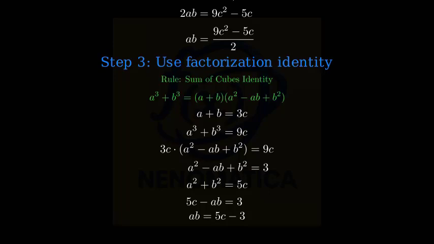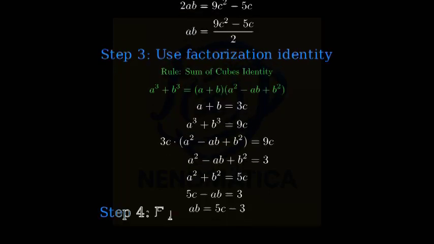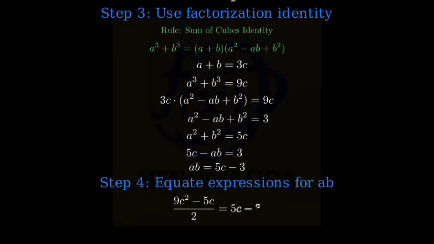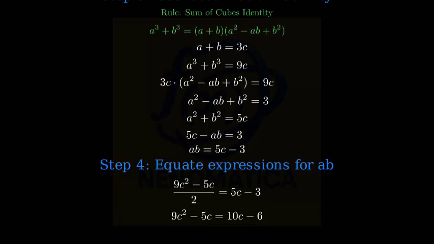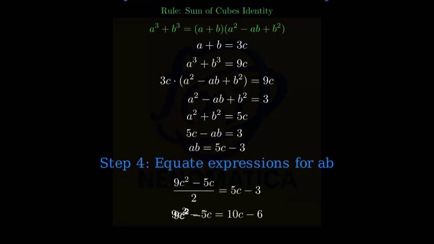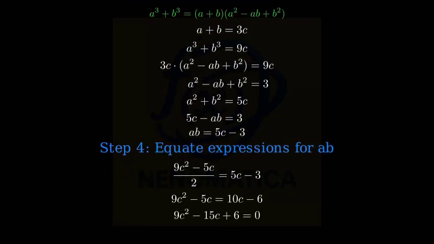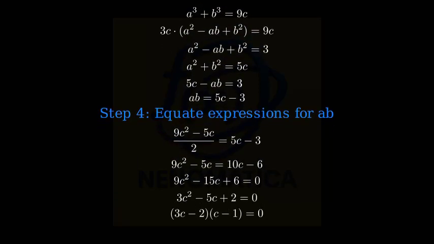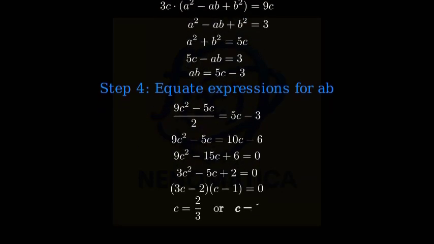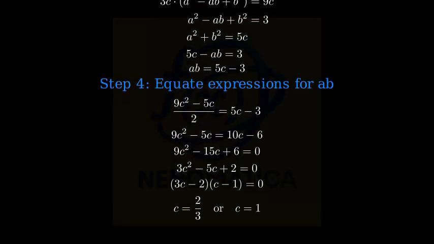Now, we have two different expressions for ab. We can set them equal to each other. 9c squared minus 5c over 2 equals 5c minus 3. Multiply both sides by 2. 9c squared minus 5c equals 10c minus 6. Rearranging, 9c squared minus 15c plus 6 equals 0. Dividing by 3, 3c squared minus 5c plus 2 equals 0. We can factor this. 3c minus 2 times c minus 1 equals 0. So either c equals 2/3 or c equals 1.